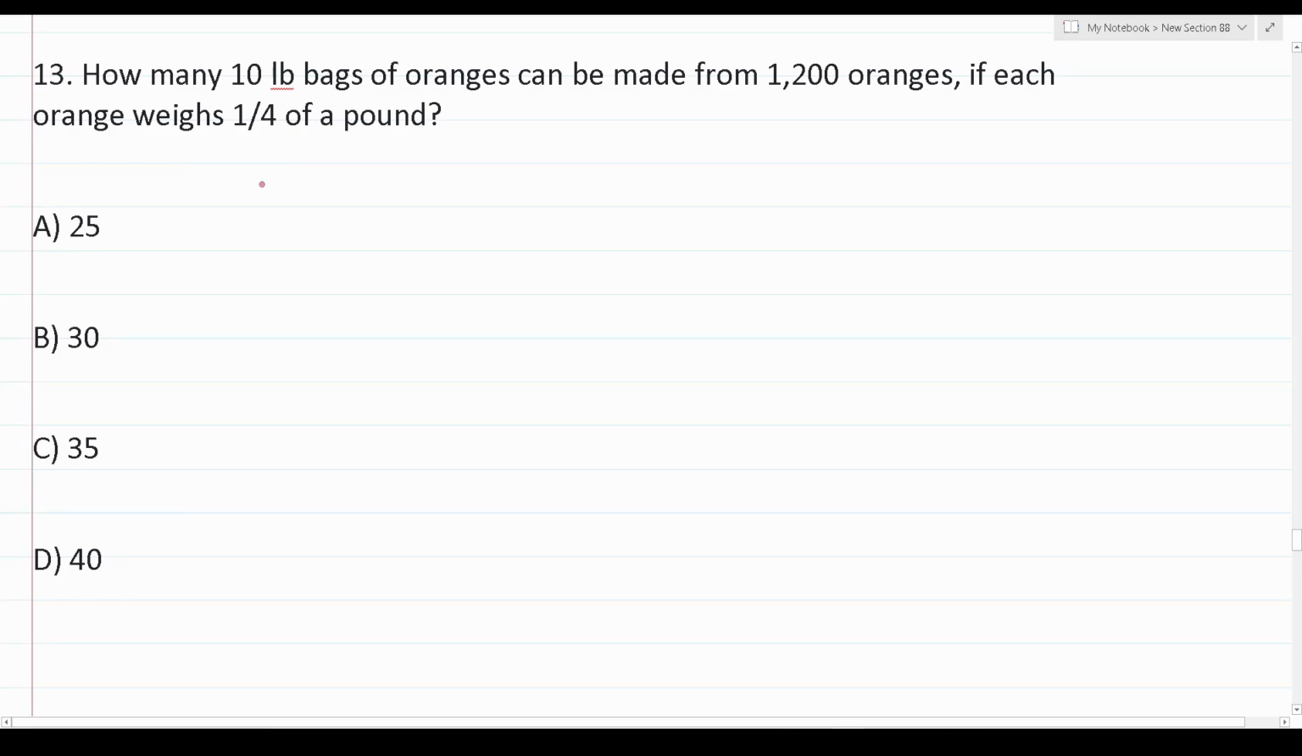All right, so 13 here says, how many 10-pound bags of oranges can be made from 1,200 oranges if each orange weighs 1/4 pound? All right, so to figure this one out, we're first going to have to figure out how much these 1,200 oranges weigh in total. Again, we have 1,200 oranges, and they each weigh 1/4 pound. So that's going to be 1,200 times 1/4. All right, so that's actually pretty easy to work out. Again, we can write 1,200 as a fraction by placing it over 1.